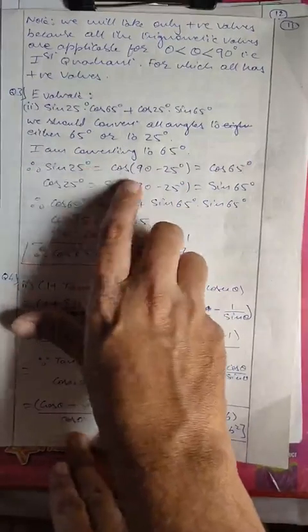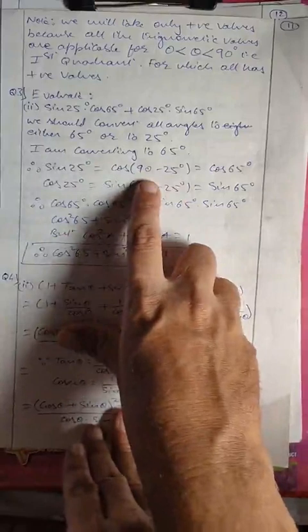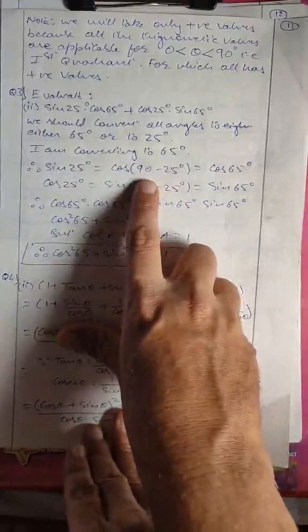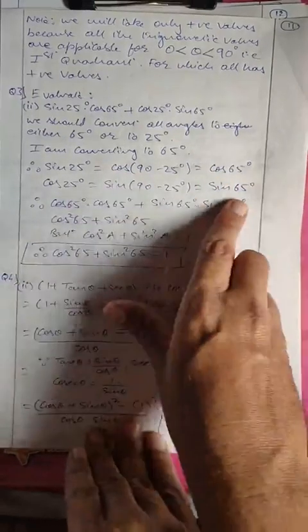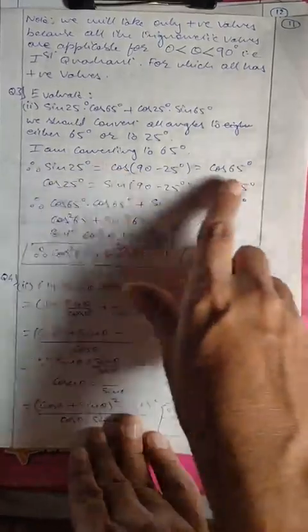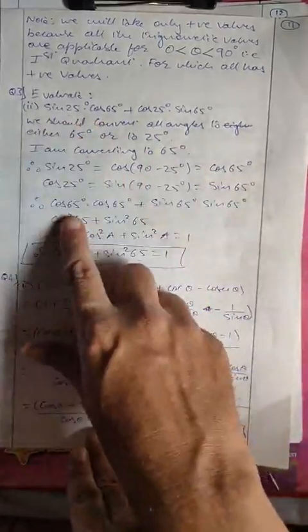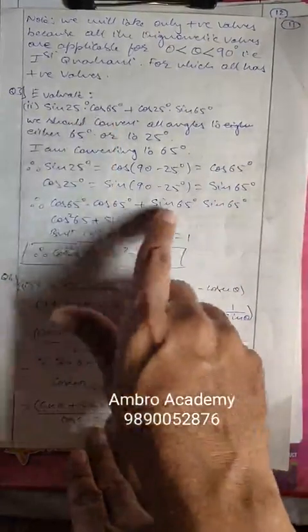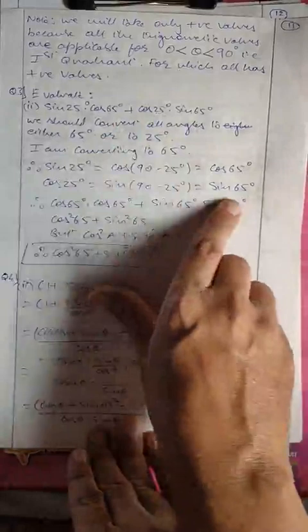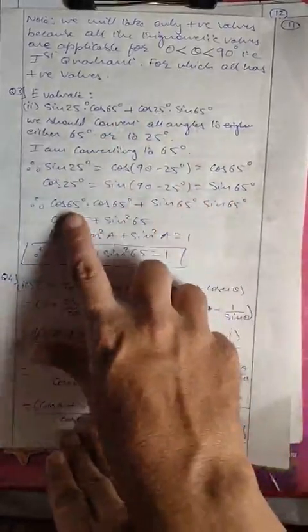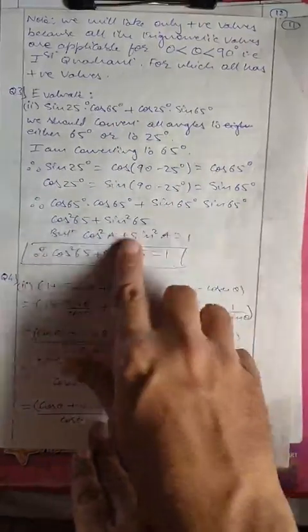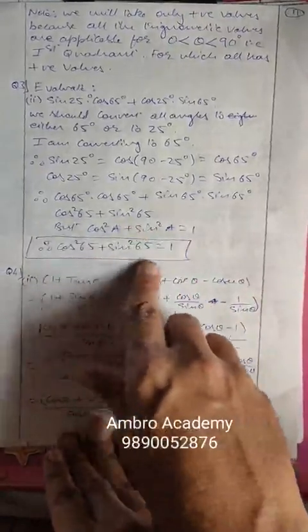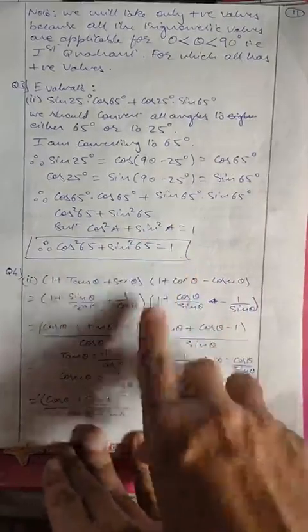So sin 25 degrees is equal to cos of 90 minus 25 degrees. We have already learned this 90 minus theta formula yesterday. So it becomes cos 65. Even cos 25 is sin of 90 minus 25, which is sin 65. So instead of sin 25, we can write cos 65, and instead of cos 25, I can write sin 65. So it becomes cos 65 into cos 65, which is cos square 65, plus sin 65 into sin 65, which is sin square 65. Cos square theta plus sin square theta is 1. So cos square 65 plus sin square 65 is 1. So the answer is 1.